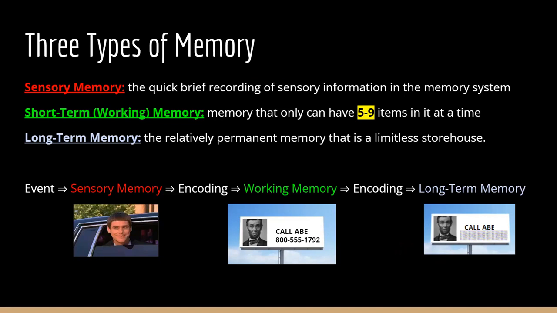Sensory memory is just a quick, brief recording of sensory information in the memory system. It's just quick, done. If you see a picture of Jim Carrey looking at something, that's sensory memory. Then short-term or working memory is memory that can only hold 5 to 9 items at once: 7 plus or minus 2.